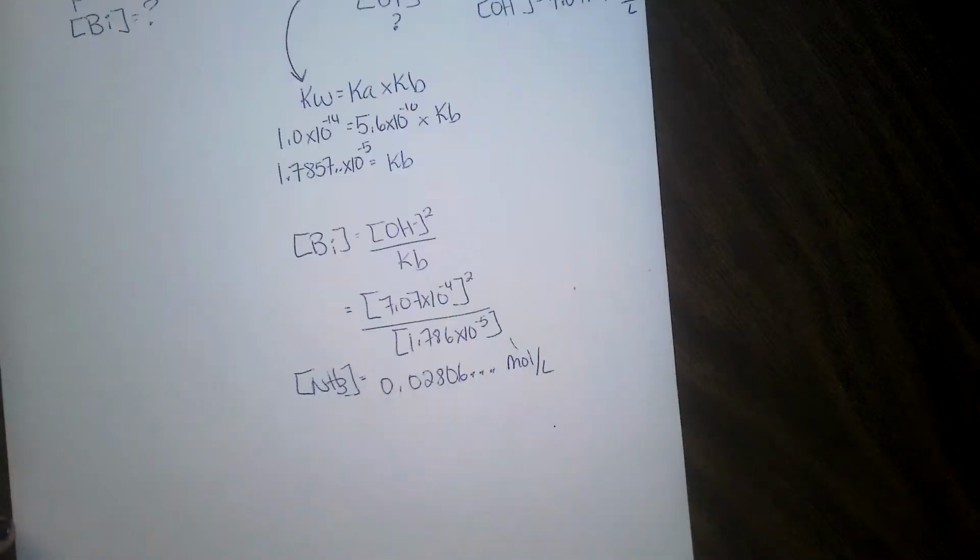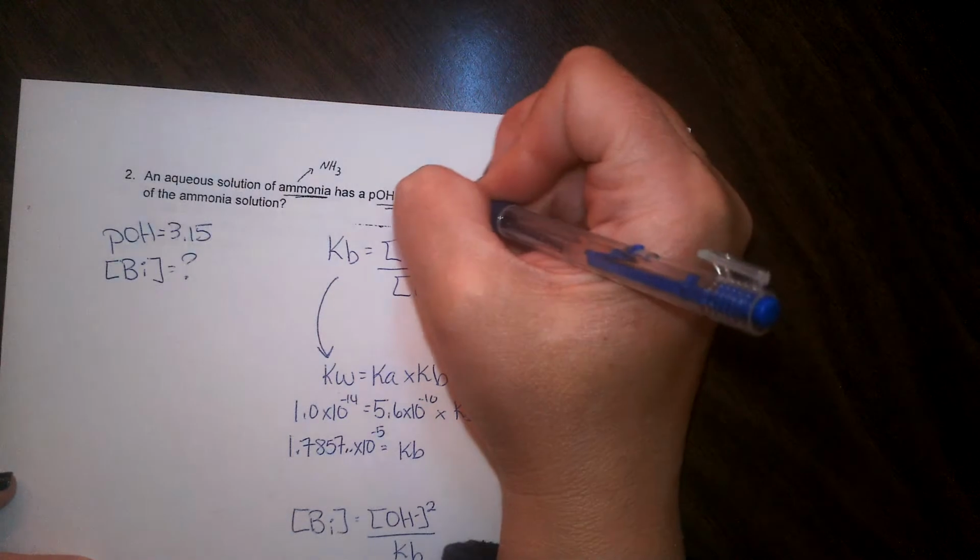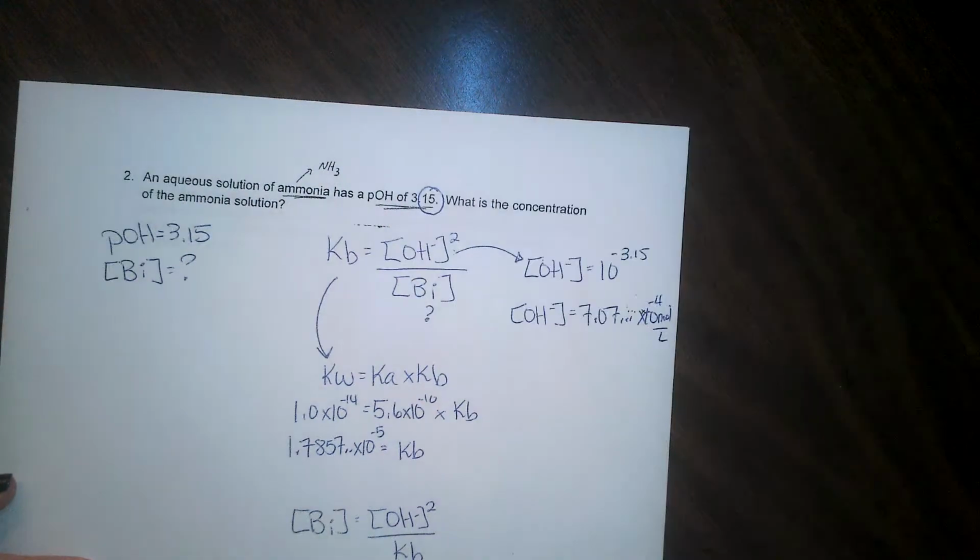Okay, and significant digits say what? Now we're going the opposite way. How many decimals do I have in my pH?